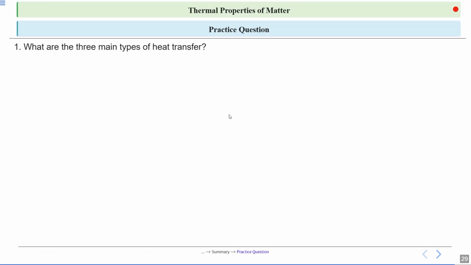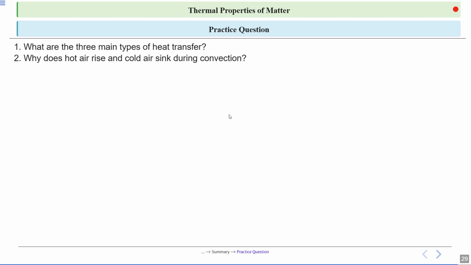Now here we have some practice questions, and these are homework for you. First, what are the three main types of heat transfer, or we can say three main mechanisms of transfer of heat? We know conduction, convection and radiation. In an upcoming lecture, we will learn about radiation.